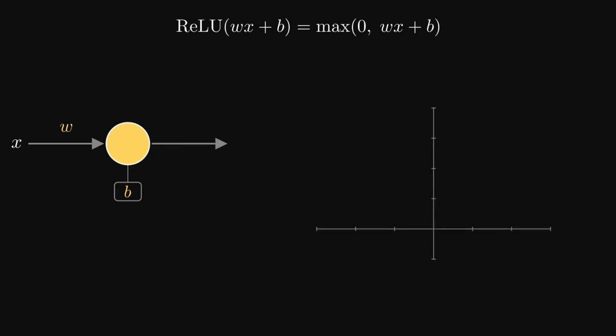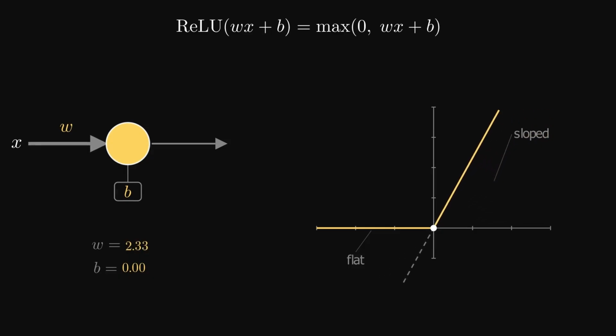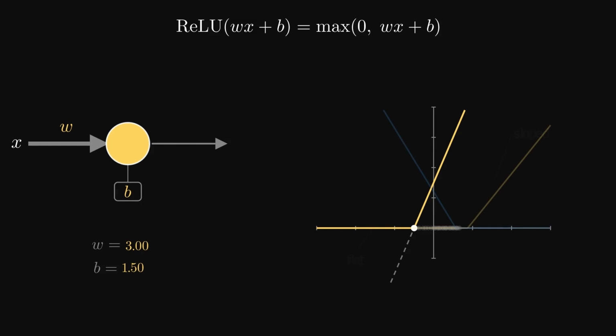Start with one neuron. It computes ReLU of Wx plus b, the max of 0 and a line. Plot it and you get a hinge, flat, then sloped, meeting at a kink. Turn up W, the slope steepens. Change b, the kink slides. That's the whole vocabulary. One neuron, one kink.